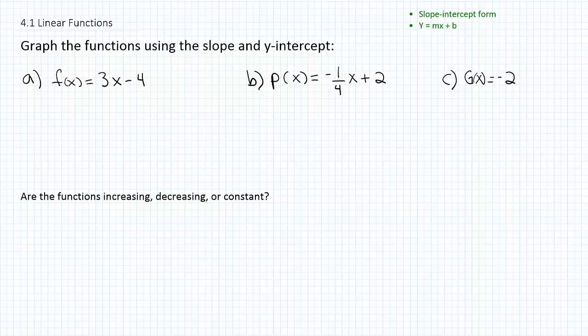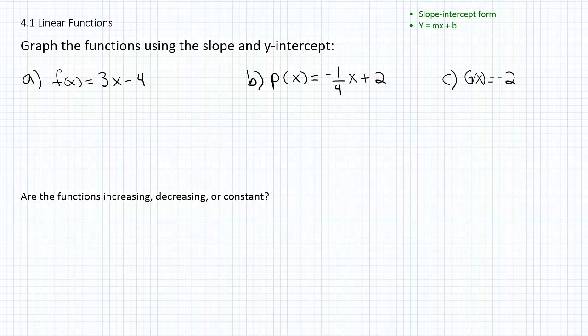Graph the functions using the slope and y-intercept. All right, so in order to graph the functions, we basically need to identify the slope and the y-intercept first, then plot the y-intercept and use the slope to derive at least one more point. So what we're going to do first is draw a little grid system to do the graph on.